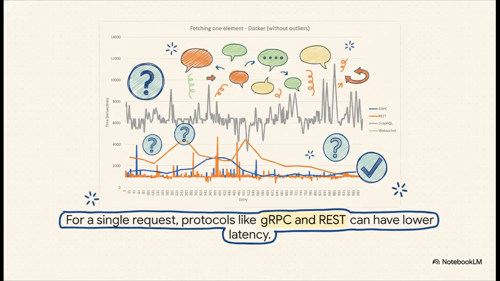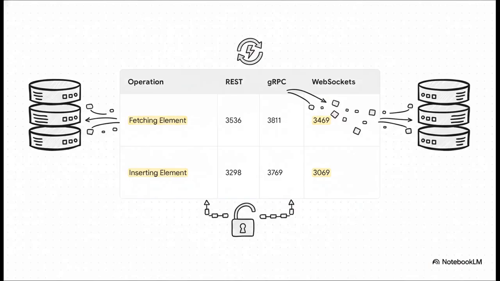But here's a question. Are WebSockets always the fastest? Well, not necessarily. This benchmark shows that if you're just doing a single one-off request, like fetching one piece of data, other protocols like gRPC and REST can actually be a bit quicker. WebSockets really start to shine when you need a continuous conversation, not just a quick hello. It's all about picking the right tool for the job.